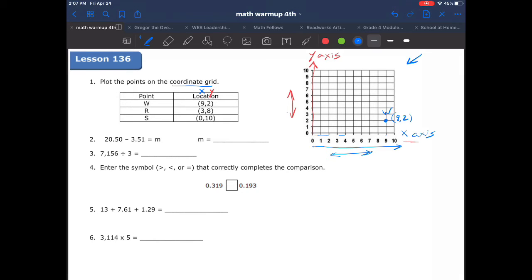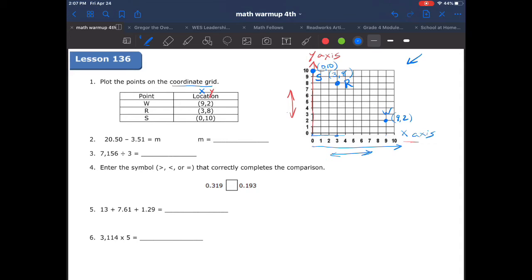Okay, R is 3, 8. We always go over first. 1, 2, 3. And then we are going up 8, all the way up here to 8. Here you go, that's 3, 8. And it is point R. And the last one, 0, 10, which means nothing on the x. We're stopping right here, and we're just going straight up to 10. So way up here is 0, 10, and that is point S. So the coordinate grid, the first one's always over, the second one's always up.